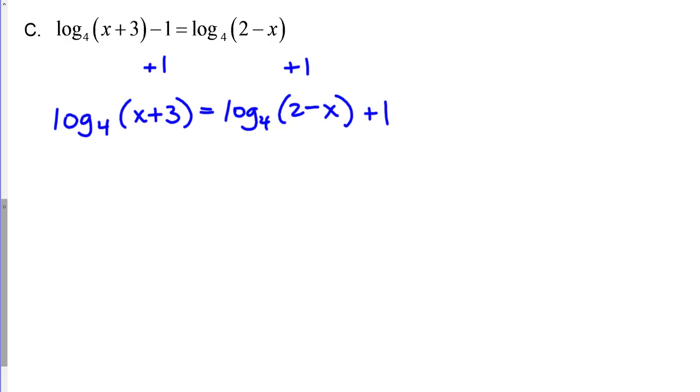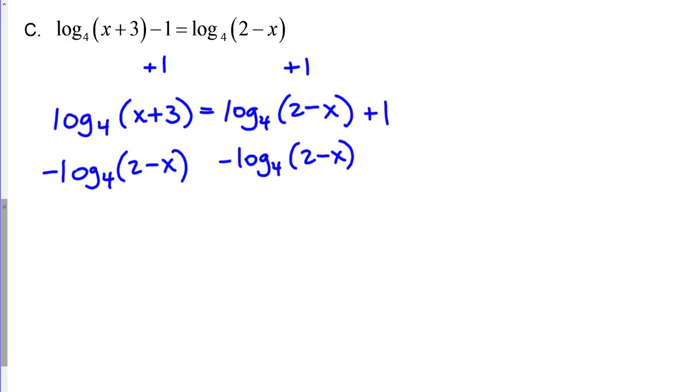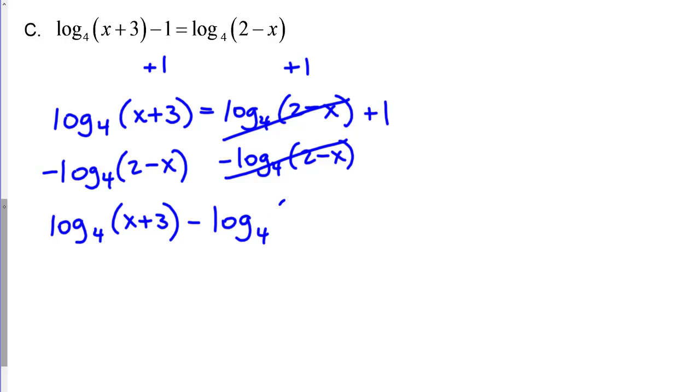Next, I'm going to move the logarithm, so log base 4 of 2 minus x, I'm going to move it over. And that's perfectly okay to do. You just subtract that entire term. So this minus that cancels out completely and gives me log base 4 of x plus 3 minus log base 4 of 2 minus x equals positive 1.